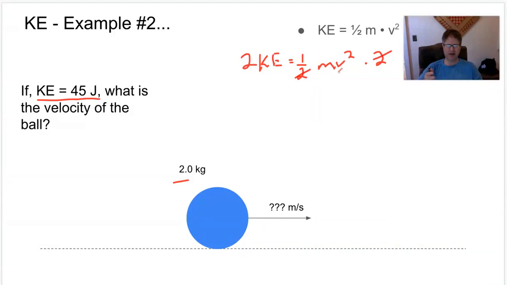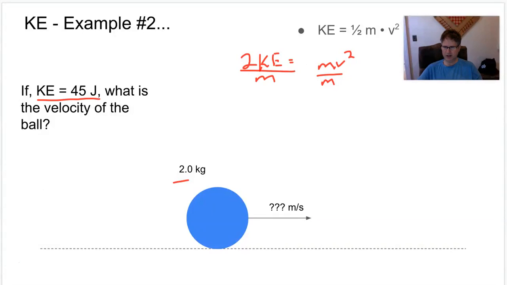Okay, that makes sense. So now I'm going to clean this up a little bit. I'll use my eraser. I'm going to clean this up because that went away and this goes away. So now I've got 2 KE, 2 times kinetic energy is mv squared. Now I can divide by m.